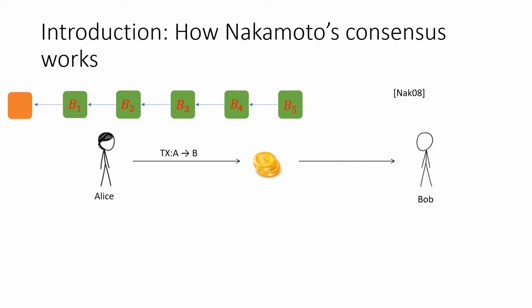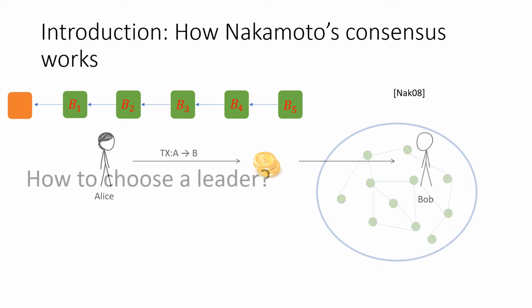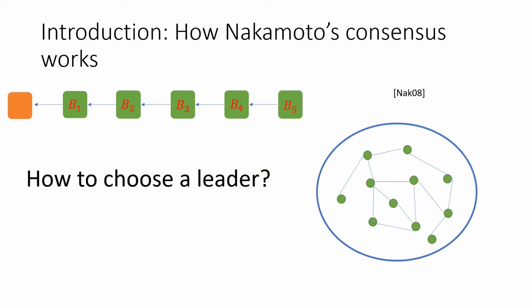Let's say we have Alice. She wants to send some money to her friend Bob. So how is this transaction added to the chain and how does everybody agree on this transaction? To get everyone to agree on this transaction, we need to find a leader, and this leader will decide whether or not to add this transaction to the chain. But how do we choose a leader? This question is not a very simple question.